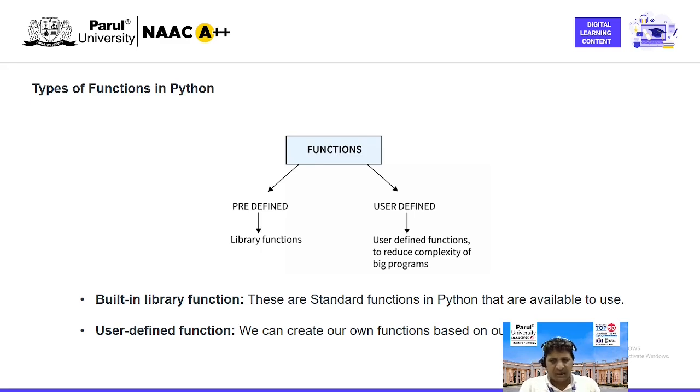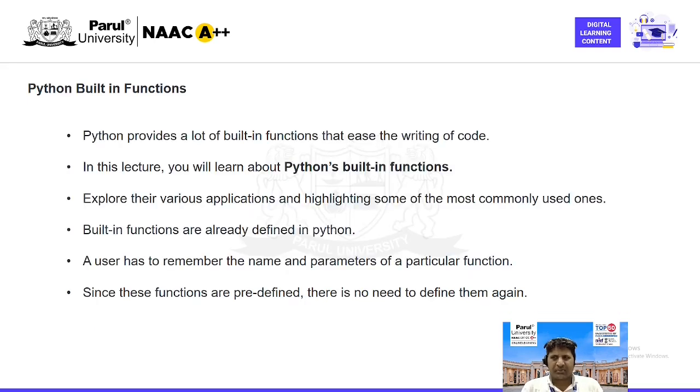Built-in library functions are standard functions in the library that are available to use. Some functions are already provided by the Python library. User defined function means we can create our own functions based on our requirements. According to our requirements, we can create different types of functions.